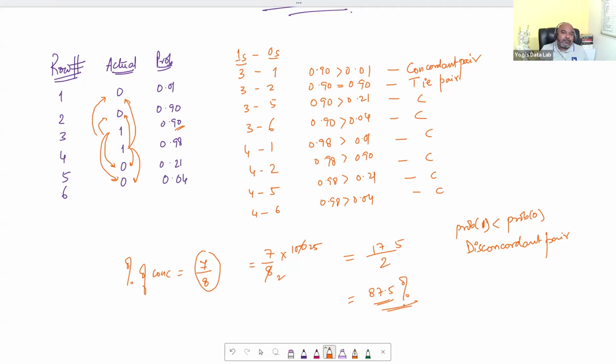In the industry, when this concept was being used, we used to say that if you're getting a concordance percentage of greater than 80%, it means that the model is an acceptable model. So this is all the theory that we have for logistic regression. We will see the implementation of these concepts in the case study in the next video.